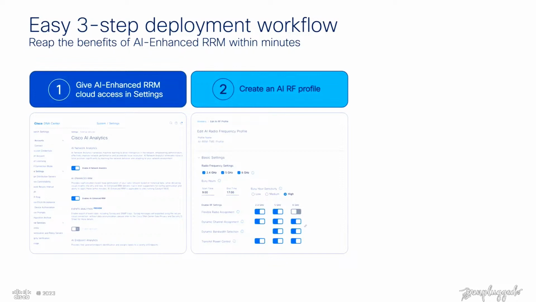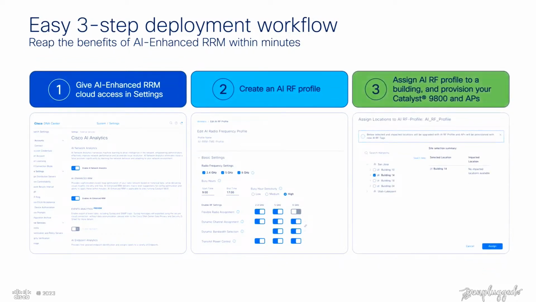Now, how do I turn on overall RRM to get it up and running with DNA Center and connected to the cloud, right? This is the whole thing that you want to do. It's easy as 1, 2, 3. 1, we just turn it on. We go inside DNA Center, we hit those buttons right there, basically say enable AI network analytics and enable AI advanced RRM. Then we create that AI RF profile that we just talked about. You can either do it the simple way or the more advanced way. And then we assign it to a particular site, and it will then use those settings to start building your RRM.